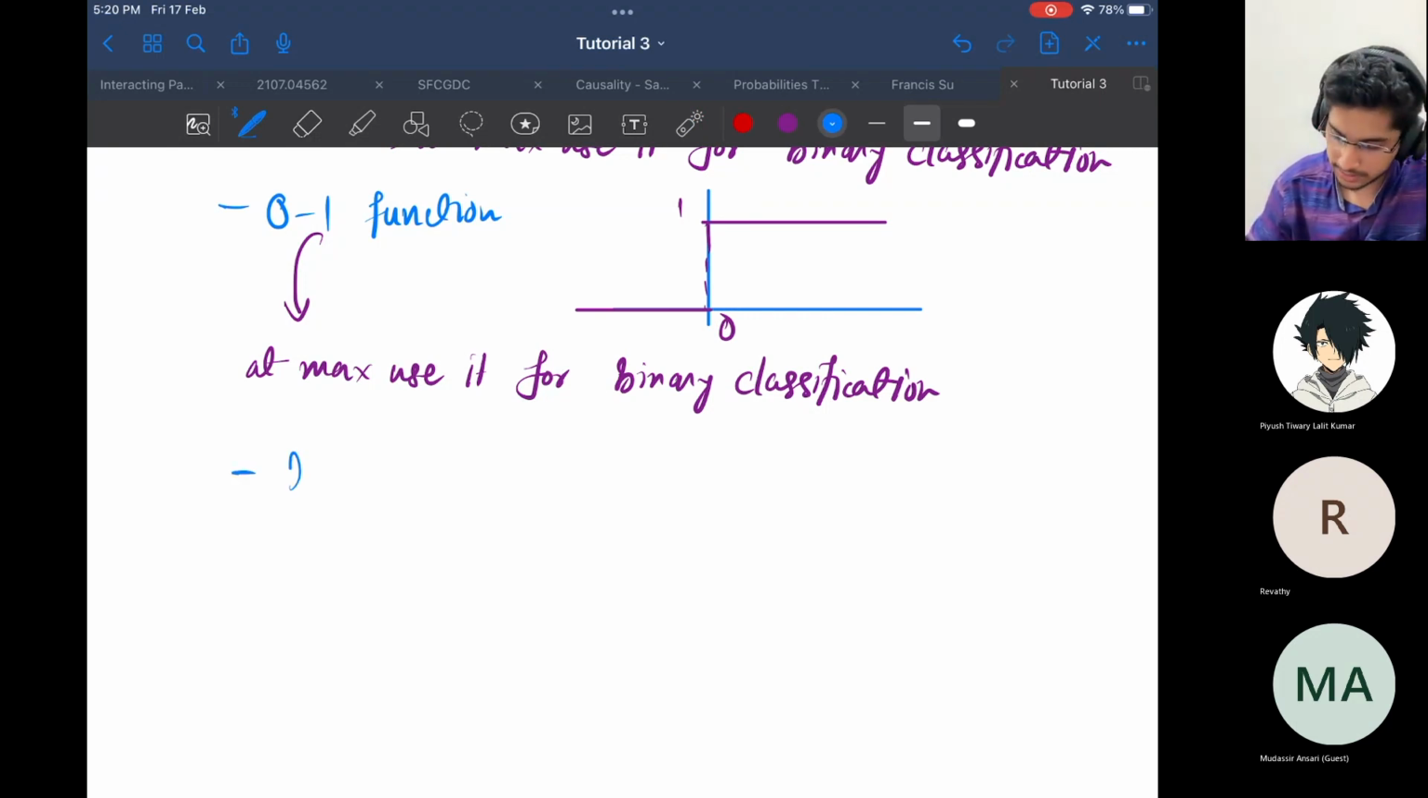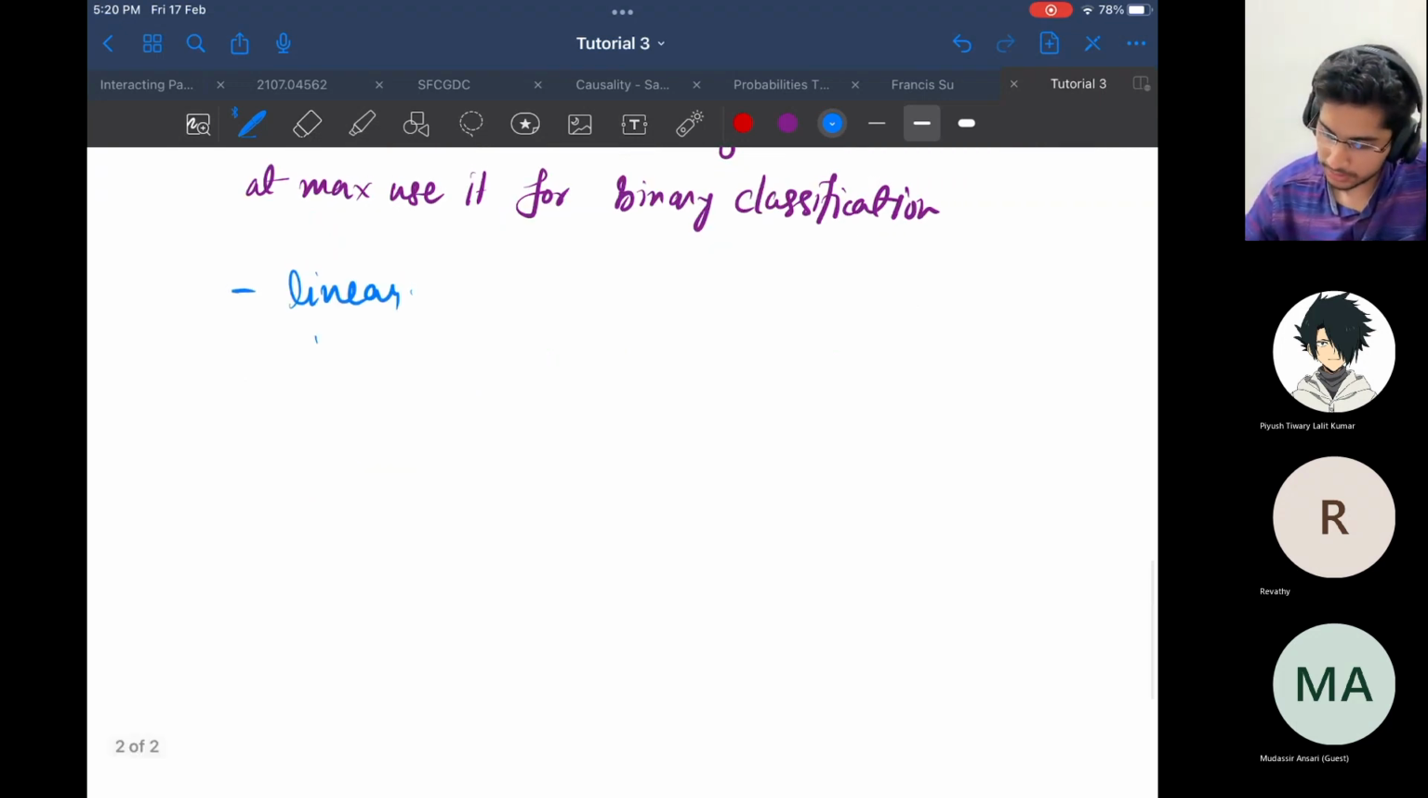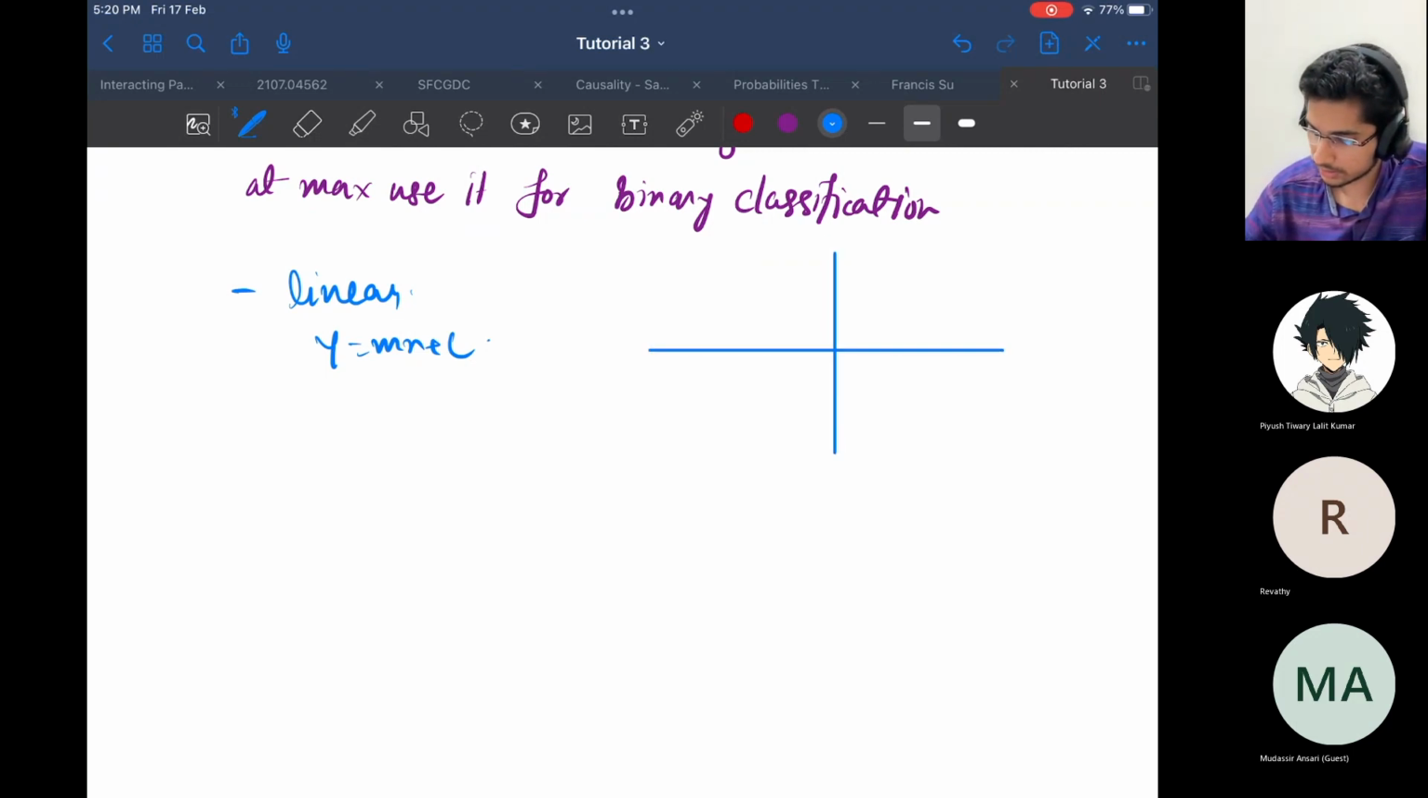And third is a linear function. So what do we mean by a linear function? Something like y equal to mx plus c is a linear function. So how would a linear function look like? A linear function would look something like this. So you have your x-axis, y-axis, and some line like this. y equal to mx plus c type.